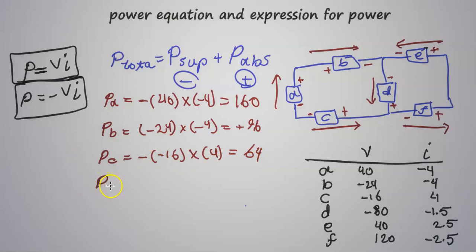And for element D, negative to positive, so we use the same equation with the negative sign: negative 80 times negative 1.5. Overall we have a negative, because 80 times 1.5 gives a value of 120. In this case, we say the element supplies power.